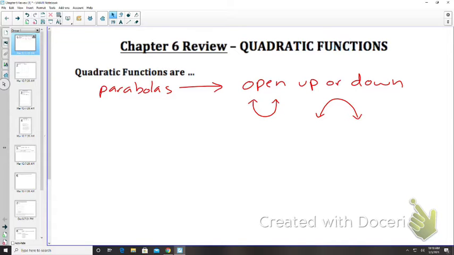Okay, yeah, so quadratic functions are parabolas, and they either open up or down. What decides or indicates if it opens up or if it opens down? A negative or positive A value, right? So this is our A value. If we have a positive A, it is a happy parabola, and if it's a negative A, it's a sad parabola.